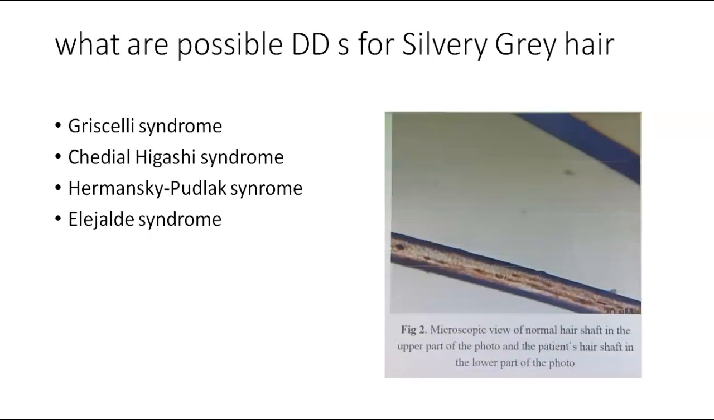Under microscopy, the hair shaft above is the picture of normal hair. Below is a silvery gray hair, where there will be accumulation of melanosomes in the medulla. So this is the hair picture in this child, where in the medulla there is accumulation of melanosomes. This is the microscopy of normal hair.